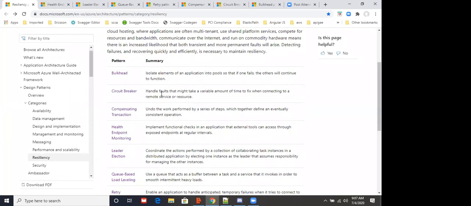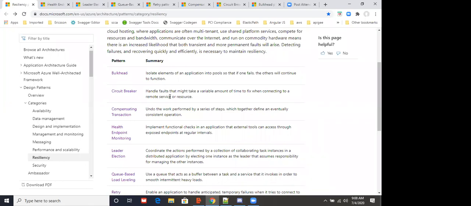I'll give a quick summary, and we can jump into each of the patterns. So bulkhead: if you have multiple services in your application, you categorize them into separate pools, so that if one part of the application fails, the remaining parts of the application continue to be up and serve other tasks.